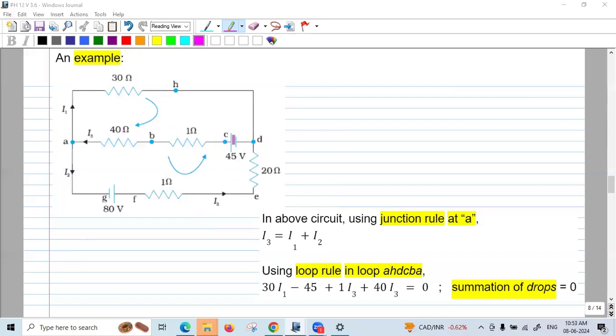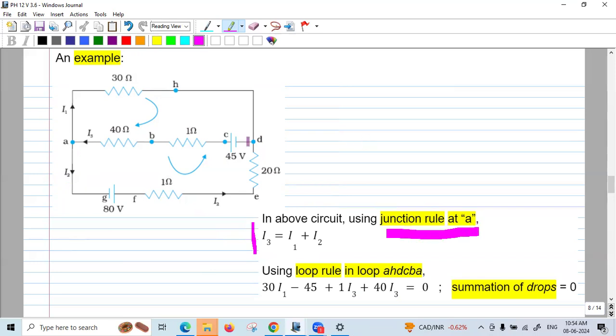Because the current flowing here is I3 towards here. One junction rule I can write at this point: the current entering is I3 and leaving are I1 plus I2. So I have this relation, I3 equals I1 plus I2, this junction rule at point A, or junction A, or node A.